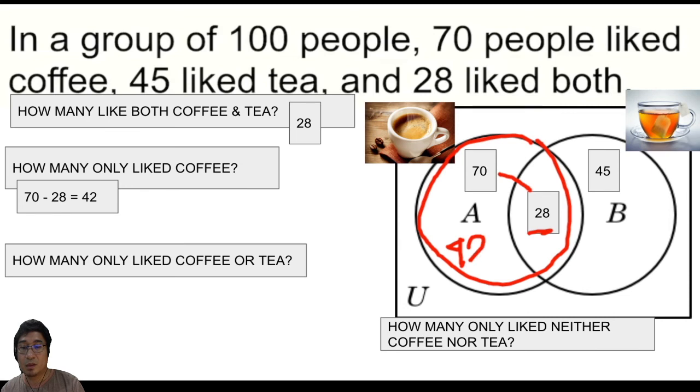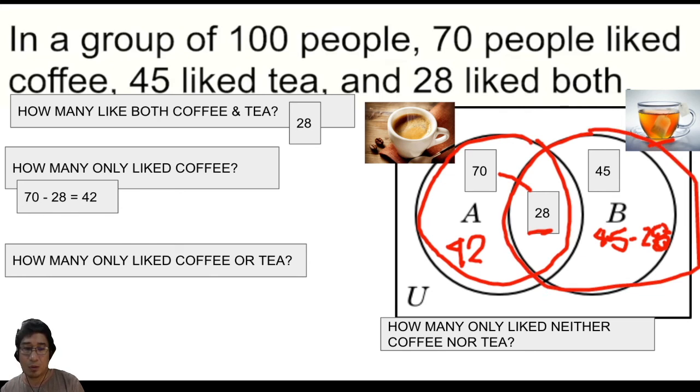Now, same equation will be used if we're going to know how many people only like tea. So, ang gagawin lang natin is 45 minus 28. Kasi yung 28 ay nasa loob mismo ng set ng B. So, 45 minus 28, that will be our equation that we're going to use to know the answer for those people who only like tea. So, 45 minus 28 is going to be 17.